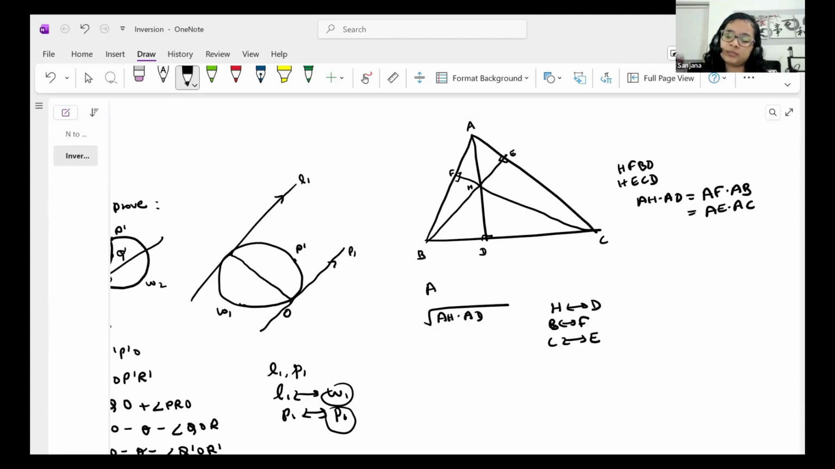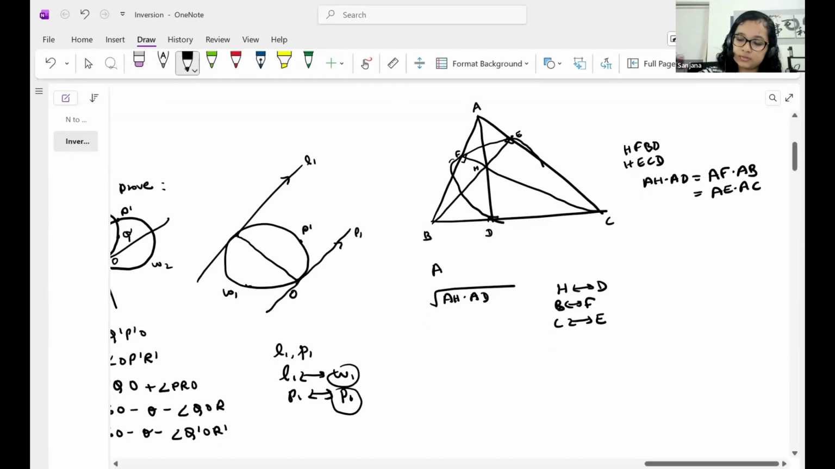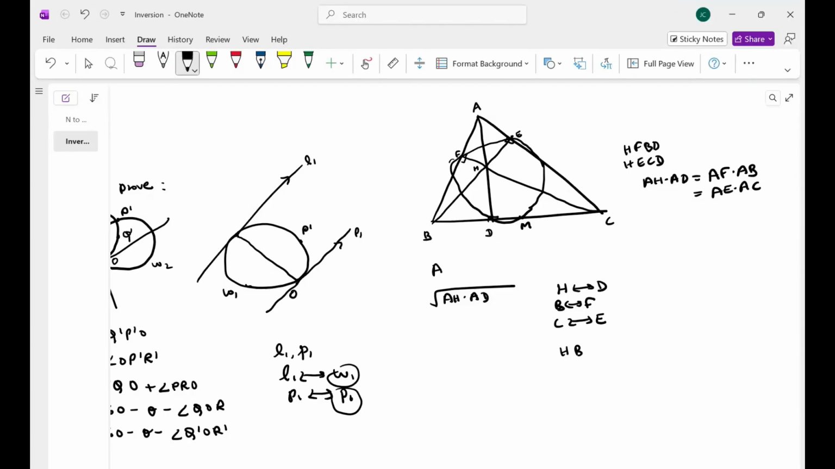So can anyone tell me where the 9-point circle will go? So it's the circle passing through the feet of altitudes and the midpoints of sides. The circle, yeah, because, wait, no. See, D will go to H. E will go to... Yeah, I think it goes through BHC. Yeah, it goes through BHC.